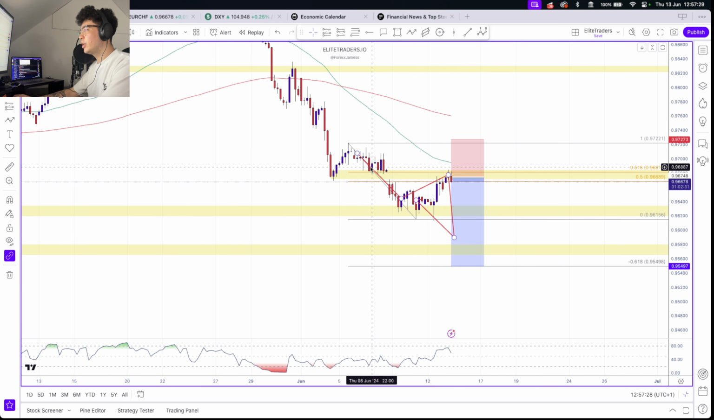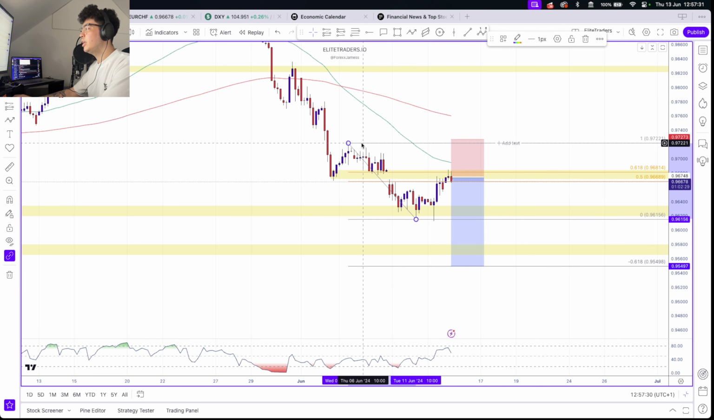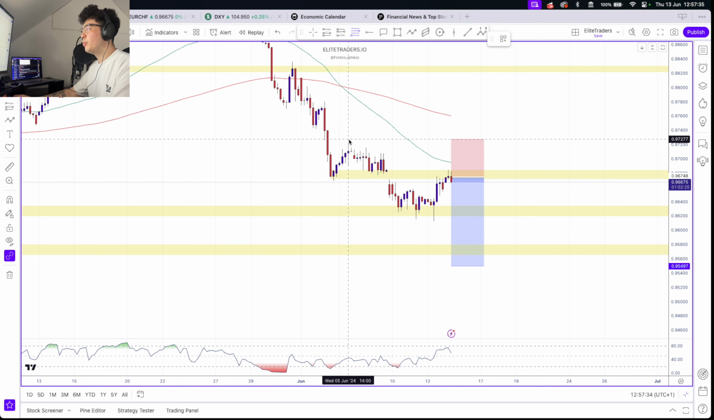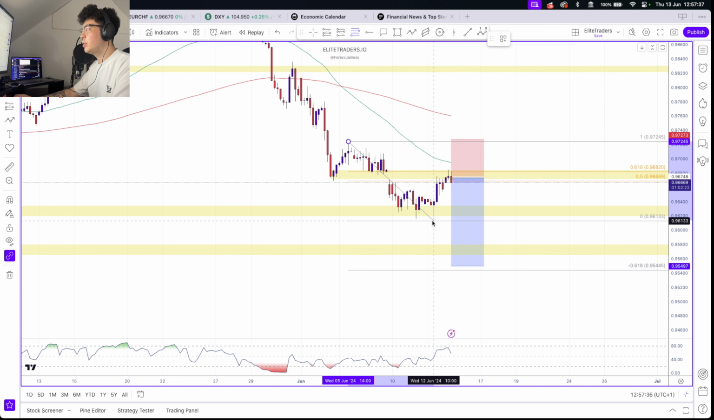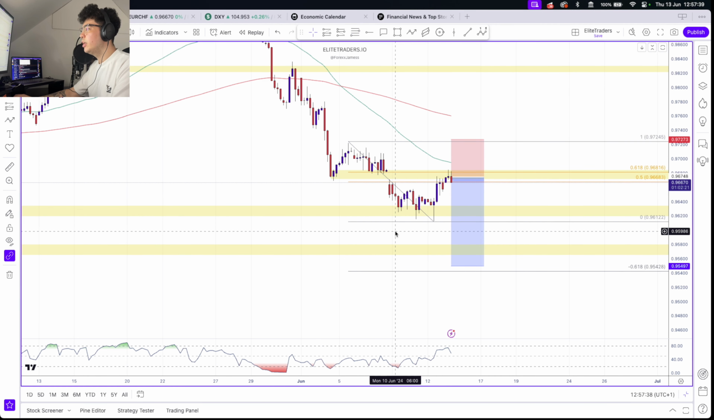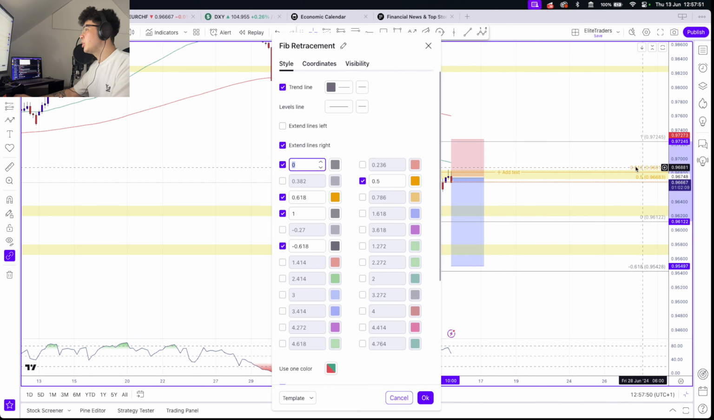So if I just delete that, you can see we've got the Fibonacci. If we draw our fib from the high, which is here, down to these lows, the 50% level, which is the 0.5, and the 0.618 level line up perfectly with the support, or the previous support, now resistance, or the market gap, whatever you want to say. Let me just show you the settings real quick.